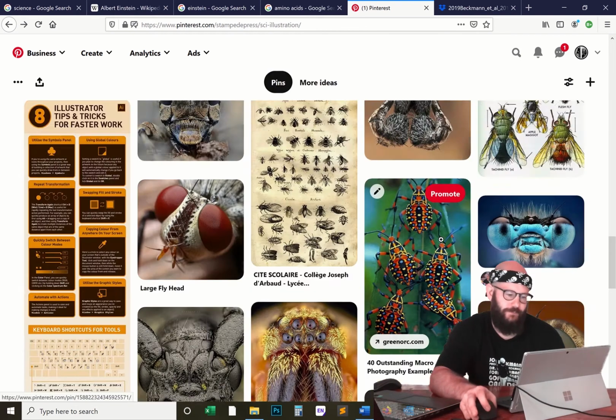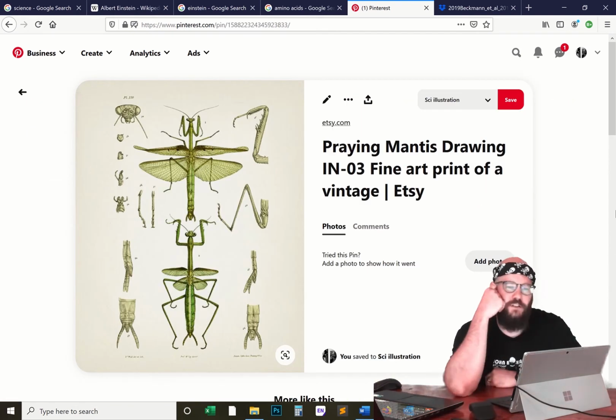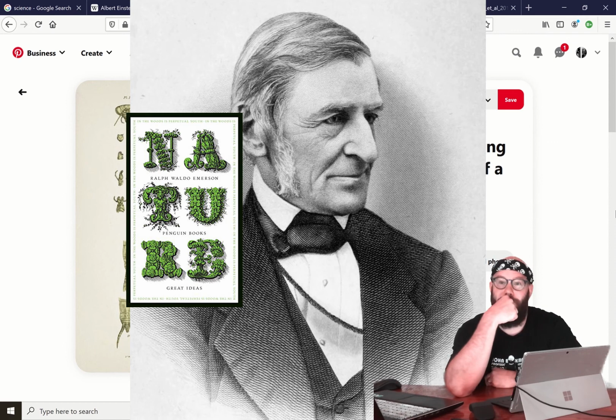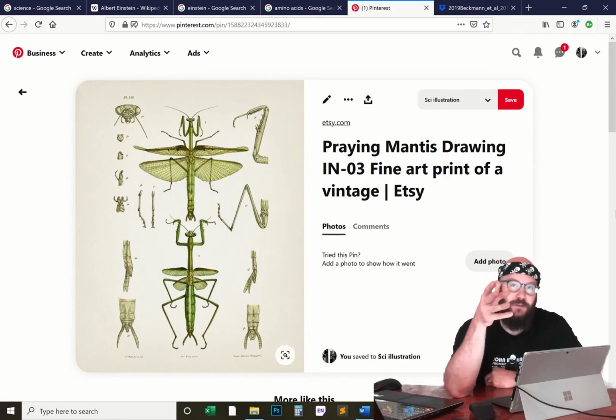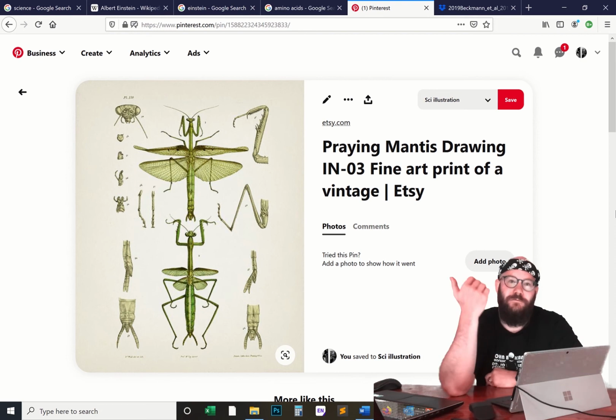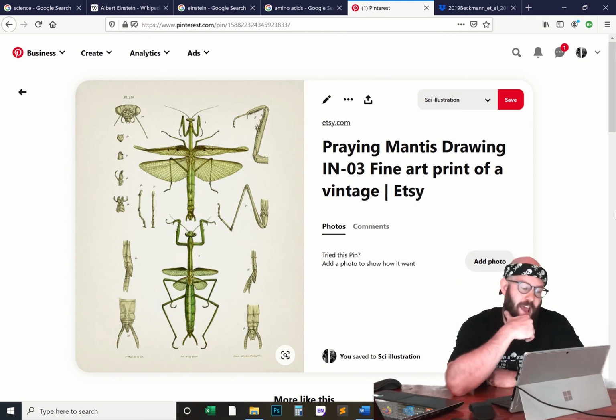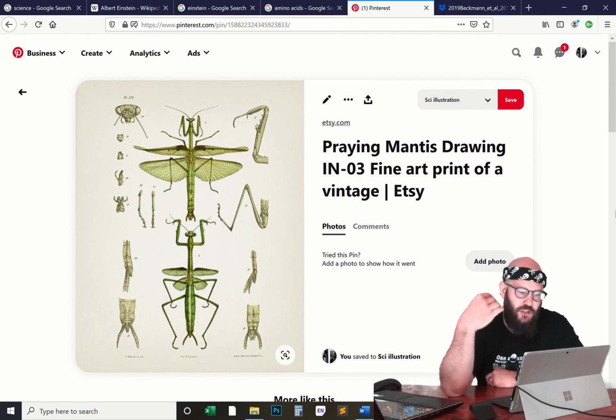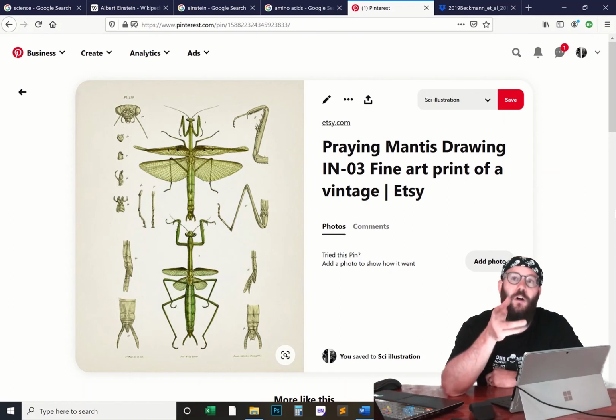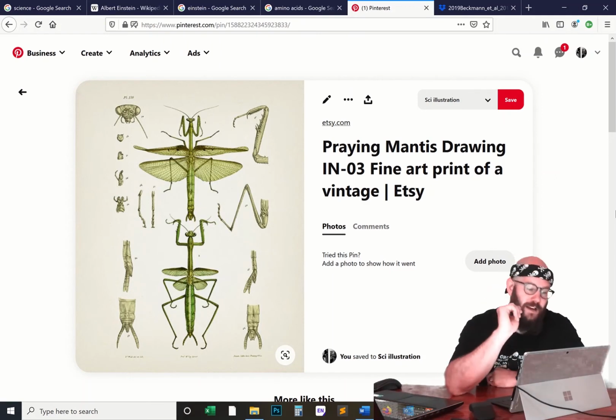So why learn to draw? In Emerson's Nature essay, Ralph Waldo Emerson discusses how visually looking at and studying nature with sight allows us to gain insights into functionality. So effectively what he's saying is morphology dictates function. And when you learn to draw a structure, you understand that structure better than any other mechanism of learning.